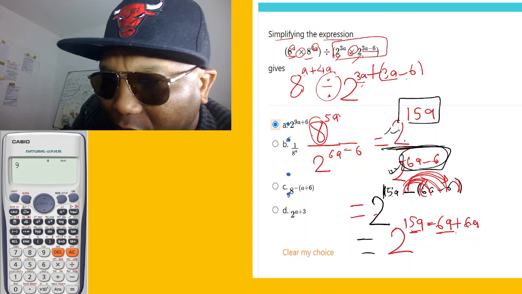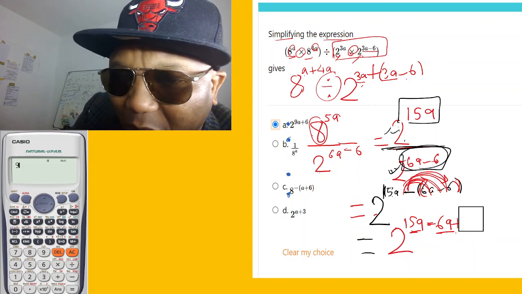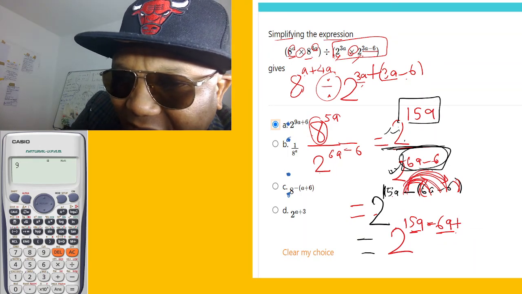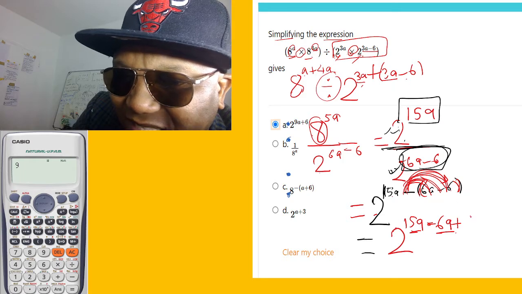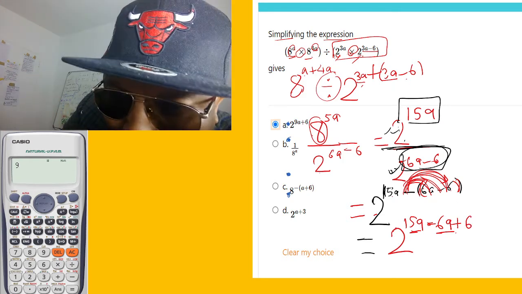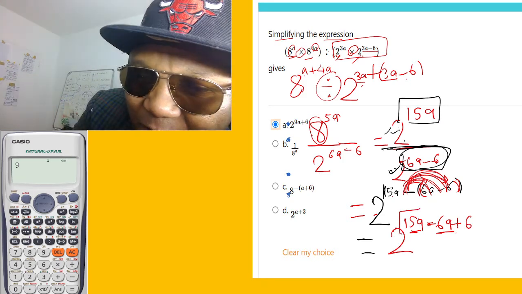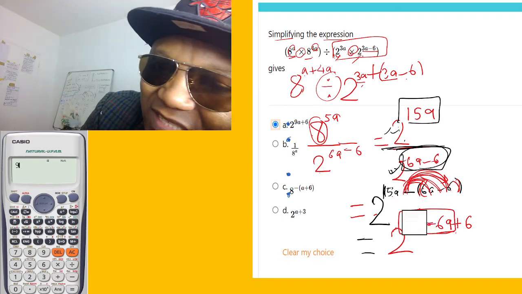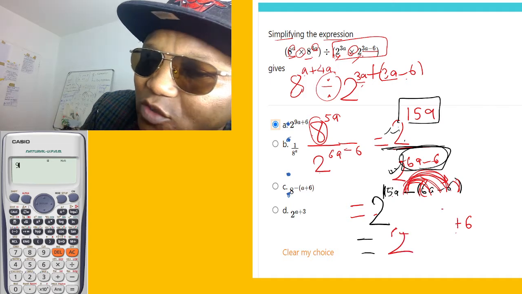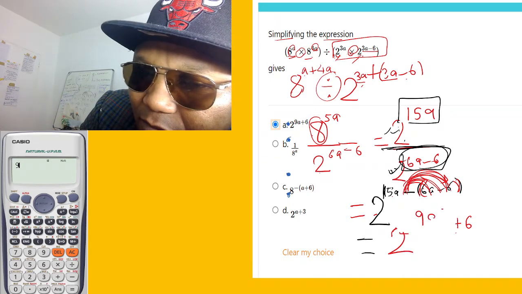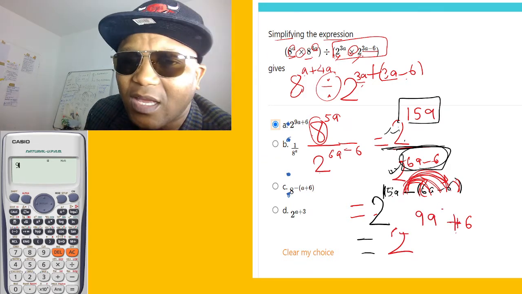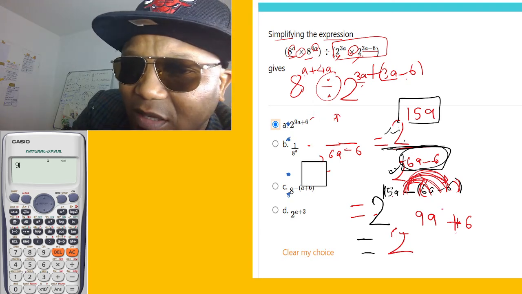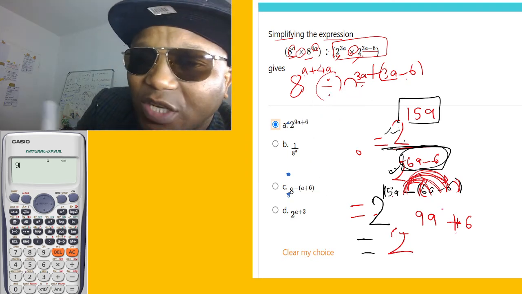Oh, wait. What am I doing here? Sorry. Negative times negative is going to be positive, but it's just a 6. There's no a here. It's just a positive 6. Now, 15a minus 6a equal to 9a. So I can simply write 9a, and then plus our little 6 here. So if we look carefully, it's going to be option number 1.